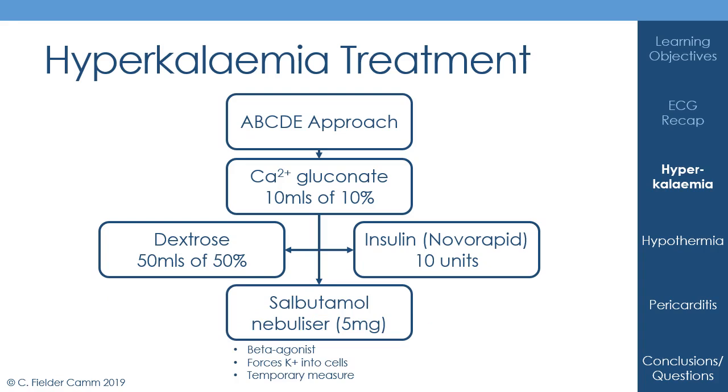And the other thing you can give is a salbutamol nebulizer. Again, it's a beta agonist, and this also forces potassium into cells. This is a very temporary measure. I'm not a huge fan of giving salbutamol nebulizers. You will find that they're in the guidelines, and so certainly if nothing else is working, it's very reasonable to try it. But I'm not a big fan for a couple of reasons.